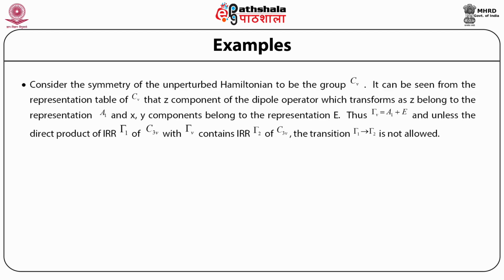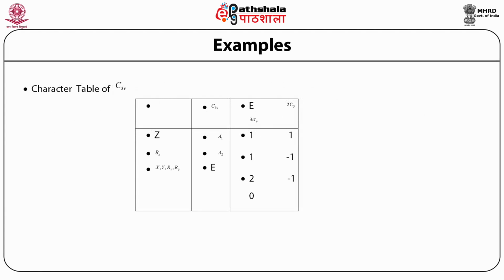And now, from what we have learned, unless the direct product of the irreducible representation of C3V, which we take as gamma 1, with gamma V, which transforms as A1 plus E, contains the irreducible representation gamma 2 of C3V, the transition gamma 1 to gamma 2 is not allowed. So for the transition to be allowed, gamma 2 must be contained in the representation. Let us look now at the character table. As I explained, the Z component transforms as A1 and the X and Y components as E.